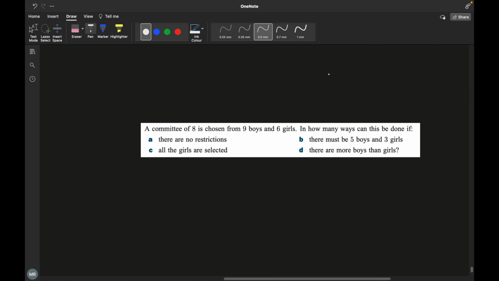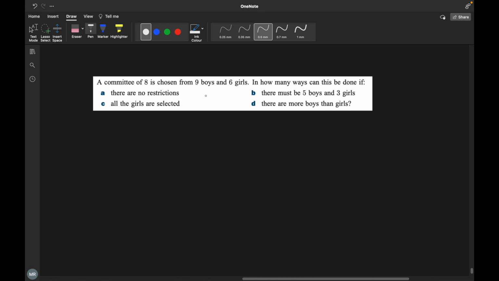And now let's look at this. These are the type of questions that you will often get. So let's do this. A committee of 8 is chosen from 9 boys and 6 girls. Find the number of ways it can be done if there are no restrictions. If there are no restrictions, we have to choose 8 from a total of 15. So it's going to be 15C8.